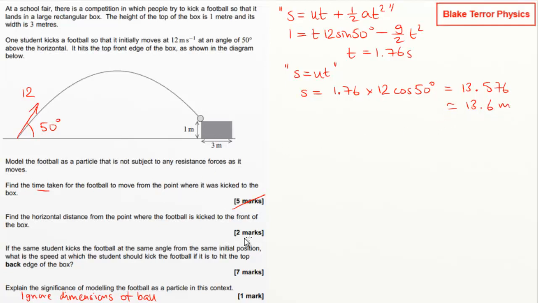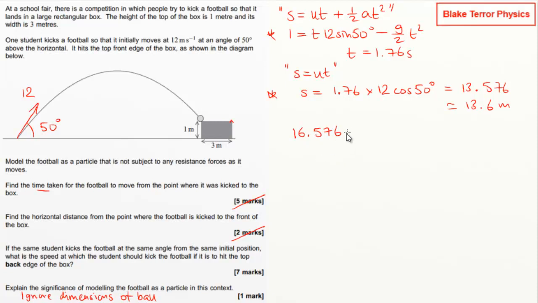Right, so far so good. Now, the footballer kicks the football at the same angle from the same initial position, but what speed? They've got rid of this 12. They've changed the speed, and we want to hit the back edge of the box. So are we doing exactly the same thing again here? We're using the same equations, just repeating these two in reverse order. We now know that our s in the horizontal direction is 3 metres further. So we've got 16, let's go for the slightly more accurate one.